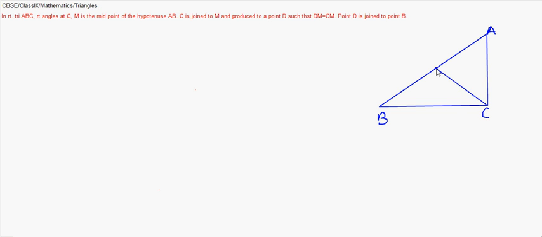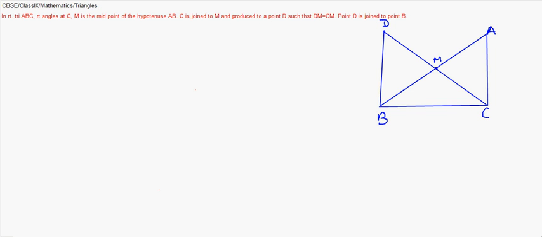Let us first draw the figure for this question and then I will write what we are supposed to prove. Let me draw a right angled triangle. This is C, and this is A, B. It says the midpoint, I assume, is here. That will be M. C is joined to M and produced to a point D such that DM is equal to CM. I hope I've drawn that right. This is M, this is D. Point D is joined to point B, so I have to join this.